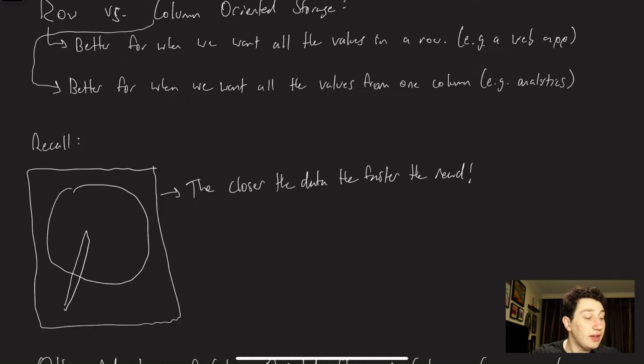On the other hand, let's say I'm a data science person at Facebook, and it would be really useful to me to be able to perform some analytics on some of our data. So in that scenario, it's really useful to be able to grab all of the values of one single column so that we can perform some math on them.